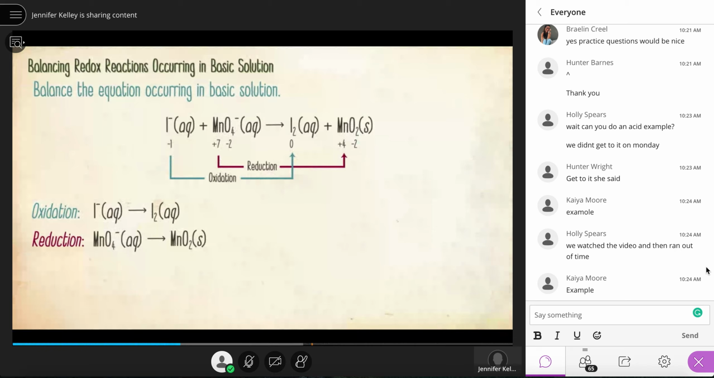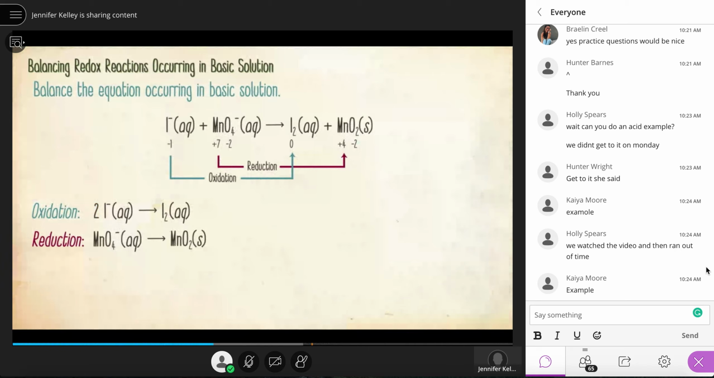For the oxidation half reaction, you have I minus goes to I2, so you need to add a 2 in front of I minus. The reduction reaction is already balanced with respect to all elements other than H and O, so you can continue on to the next step. Now, balance O by adding H2O. The oxidation reaction has no oxygen.